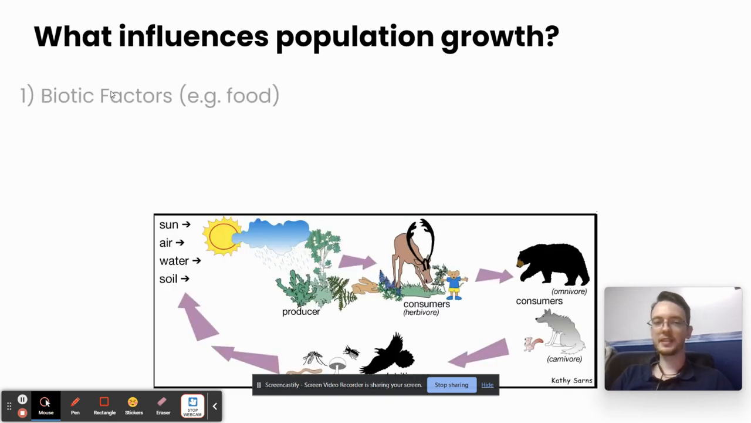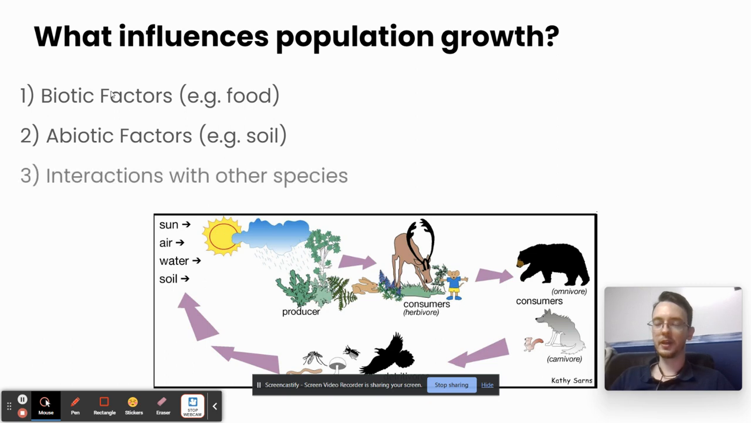So what are the things that influence population growth? Well, there's three things. So the first thing that influences how much a population of animals will actually grow is biotic factors, such as what's available for them to eat. Also things like abiotic factors, so something like the temperature, the amount of sun they get, what the air quality is like, the amount of water, is it an aquatic ecosystem or not? So those things can affect it.